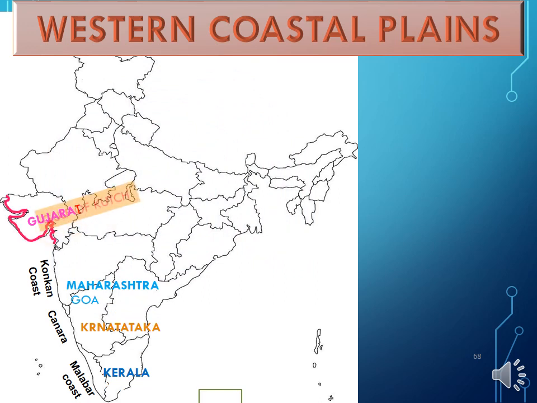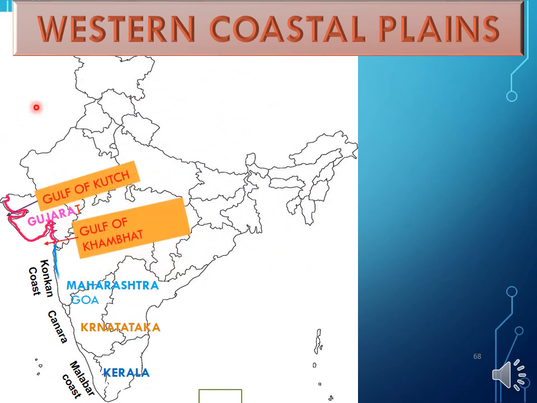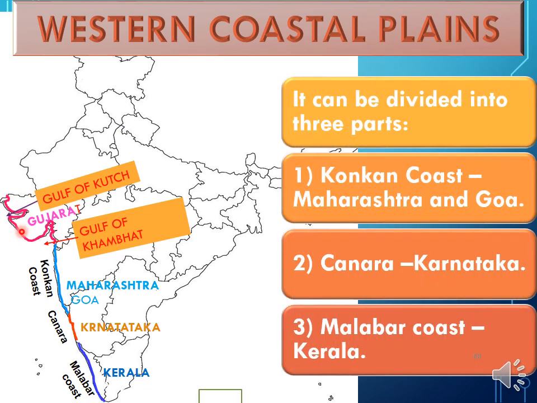Here we discuss the western coastal plains. As you see, on the western side of India, near the sea, there are Gujarat, Maharashtra and Goa, Karnataka, Kerala. There is no special name given to the coast of Gujarat. There are two gulfs, the Gulf of Kutch and the Gulf of Khambat. Now the coastal plain of Maharashtra and Goa is known as Konkan coast. The coastal area of Karnataka is known as Canara coast. The coast of Kerala is known as the Malabar coast.